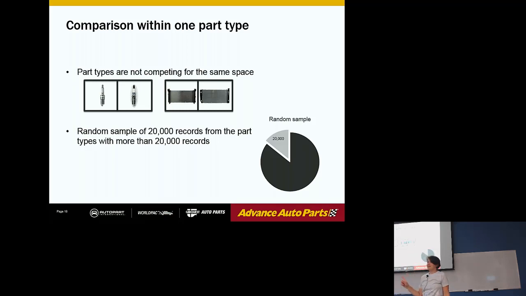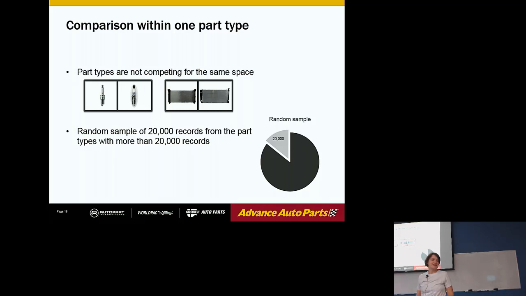20,000 appears here not by chance, but because that particular system on which we were running this analysis had that as the largest round number for which it can do that Cartesian product analysis. So we said, okay, 20,000 is probably a pretty big number. For those part types which are under 20,000, we'll take the whole thing. For those which are bigger than 20,000, we'll just take a random sample of 20,000 and we'll just run with it.